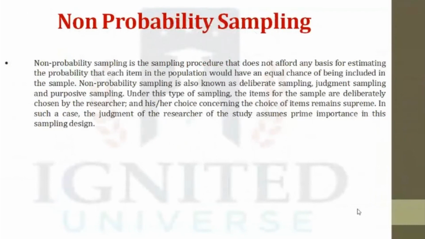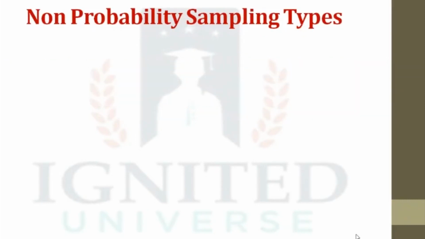Basically, in non-random sampling, the items are deliberately chosen by the researcher as per his or her choice, depending on the availability of the sample units and the judgment of the researcher. In non-random sampling, the perspective is not in relation to the statistical methods, rather, it's on the judgment of the researcher. With this, let us take up the different non-probability sampling types.